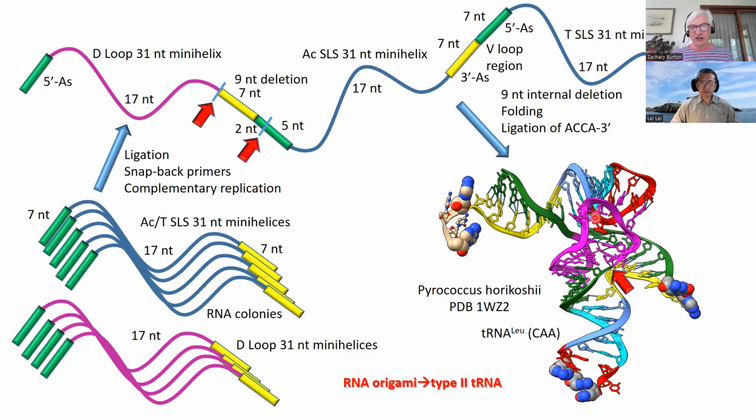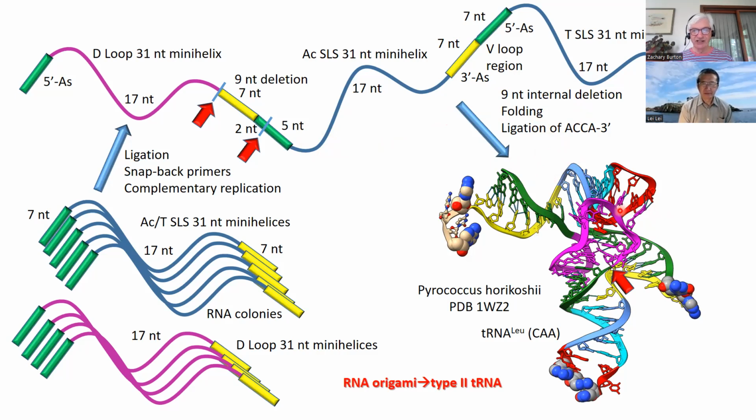And in order to generate this molecule, this is a replication intermediate for 31 nucleotide mini-helices. So you're trying to replicate, in this case, two of these and one of those. I don't want to go through the whole process of that, but if you're a molecular biologist, you would be able to extract that information just by looking at the diagram.